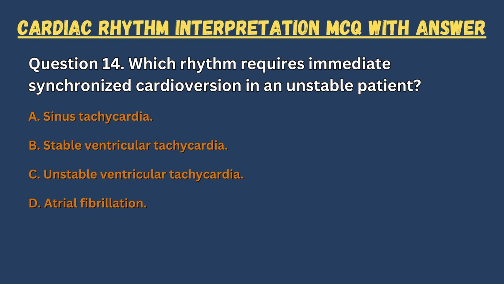Question 14. Which rhythm requires immediate synchronized cardioversion in an unstable patient? A. Sinus tachycardia. B. Stable ventricular tachycardia. C. Unstable ventricular tachycardia. D. Atrial fibrillation.